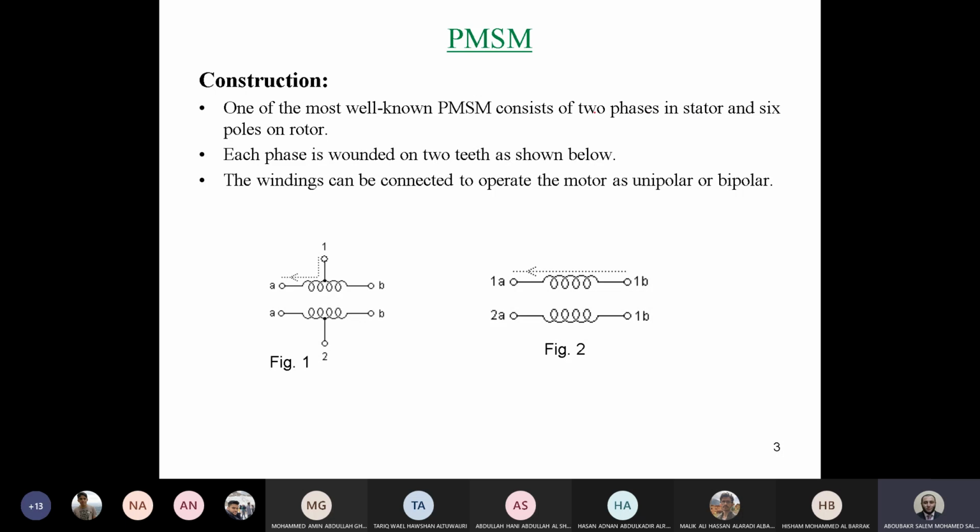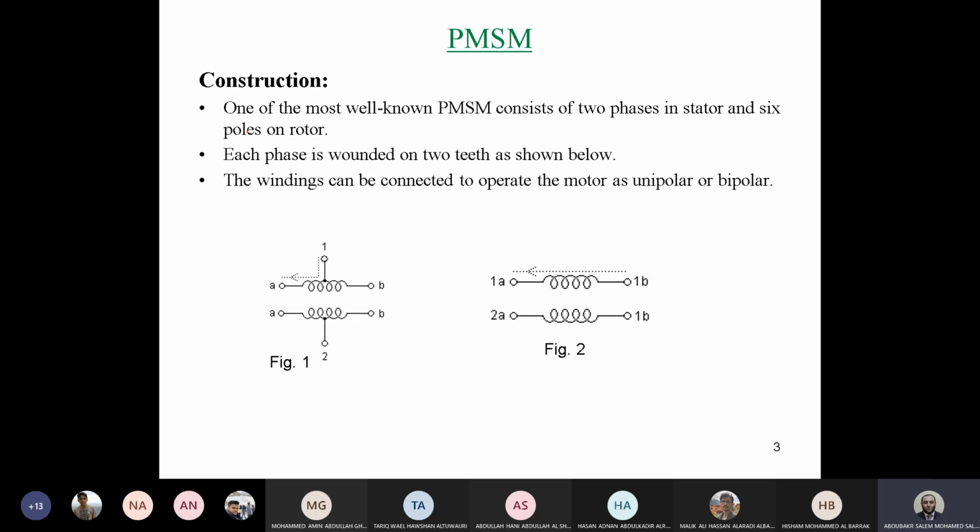So we now have two phases on the stator side and 6 poles on the rotor side. Take care, here we said 6 poles, not 6 teeth like in variable reluctance, because here the rotor is cylindrical, which means the air gap will be uniformly distributed between stator and rotor.